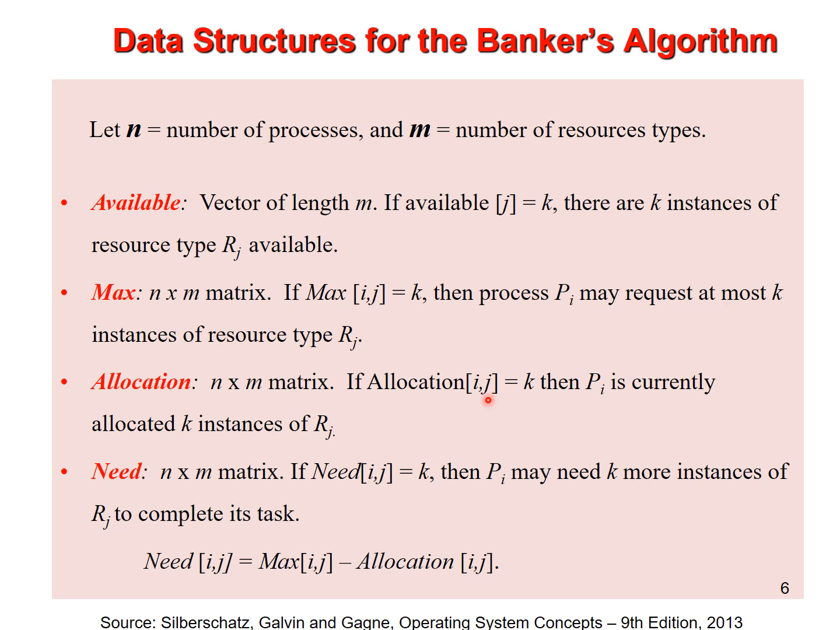resource type Rj. Need is an n cross m matrix. If need of i comma j equal to k, it means process Pi may need k more instances of resource Rj to complete the task. So if we want to know the need matrix for a particular process, we can subtract the current allocation from the maximum. We will be able to find out the need matrix.